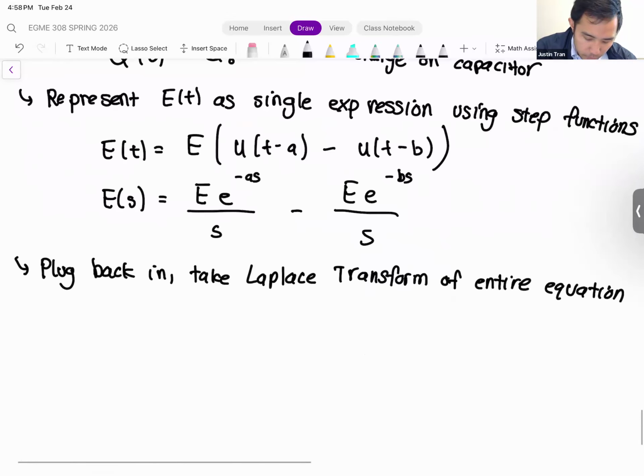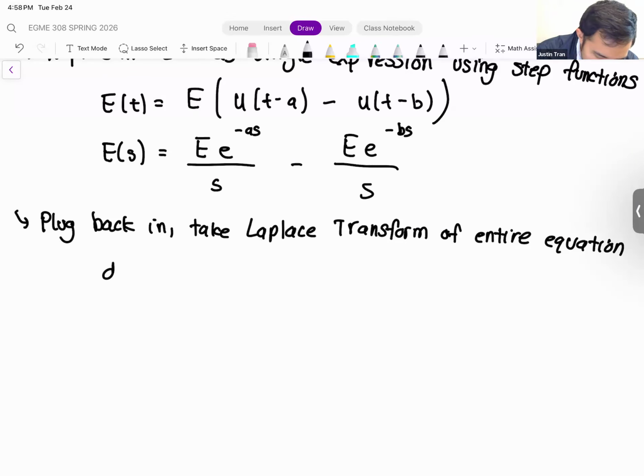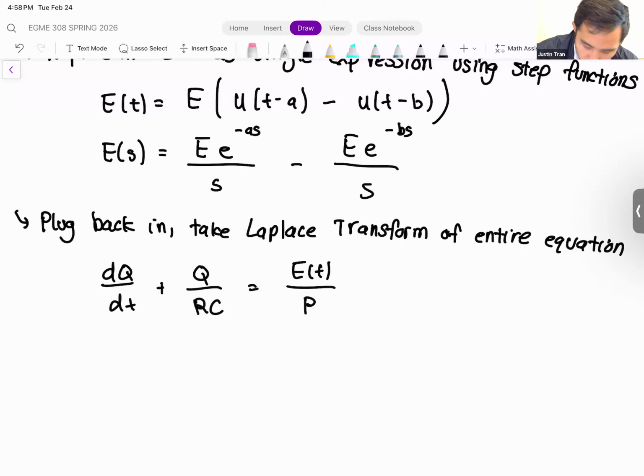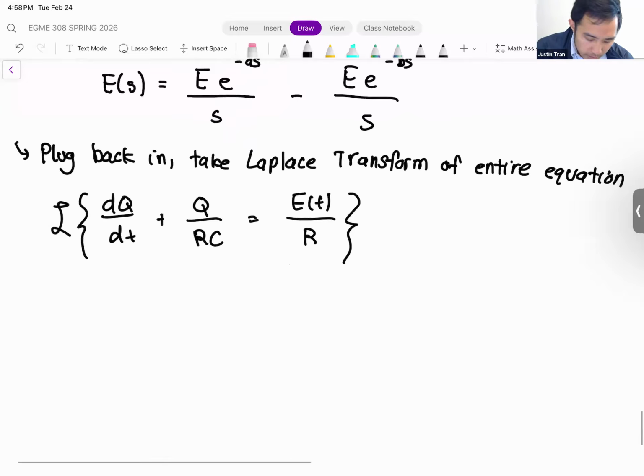Okay, so let me write down our differential equation again. So we have dq/dt plus q over RC is equal to E(t) over R. Okay, so let's go ahead and take the Laplace transform of each term individually. First we have the Laplace transform of dq/dt.